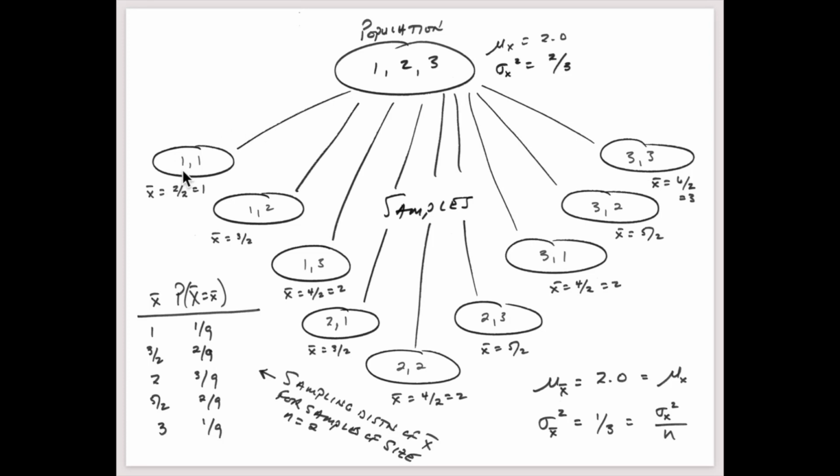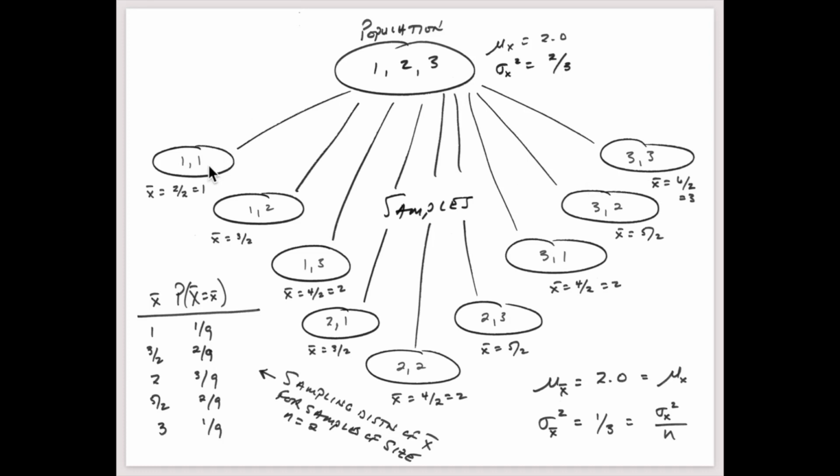We could get a 1 on the first draw and a 1 on the second draw. We could get a 1 on the first draw and a 2 on the second draw, or a 1 on the first draw and a 3 on the second draw. On the other hand, we could get a 2 on the first draw and a 1 on the second, a 2 and a 2, or a 2 on the first draw and a 3 on the second draw. Finally, the last three possibilities: a 3 on the first draw and a 1 on the second, a 3 and a 2, and then 3 on both draws. Again, because we are sampling with replacement, once we look at that number and write it down, we put that slip of paper back into that hat, and so it can be selected twice.